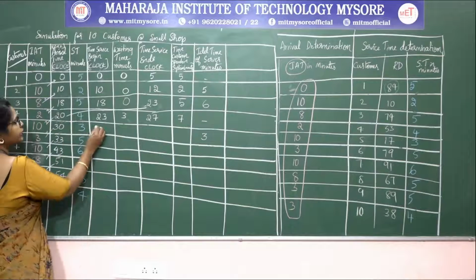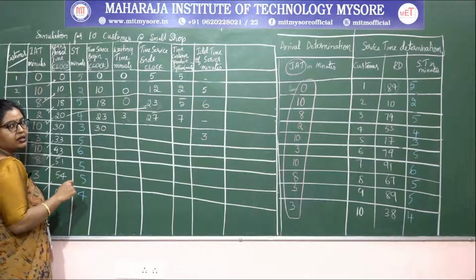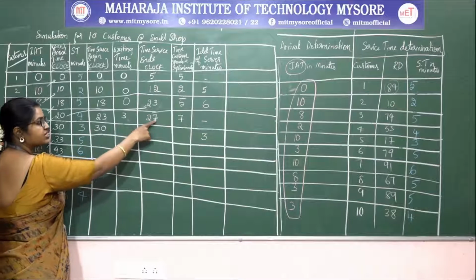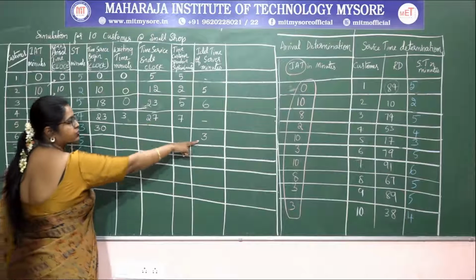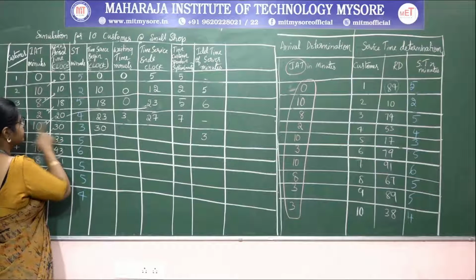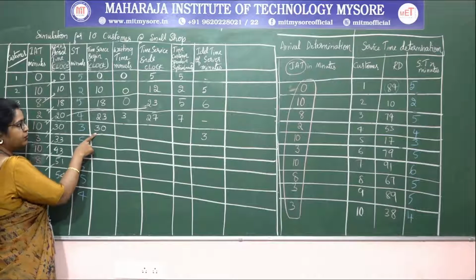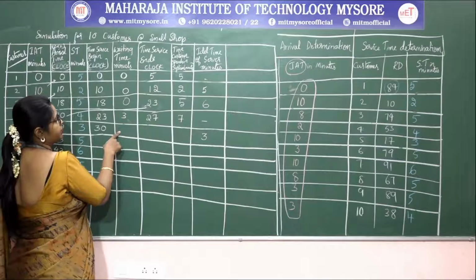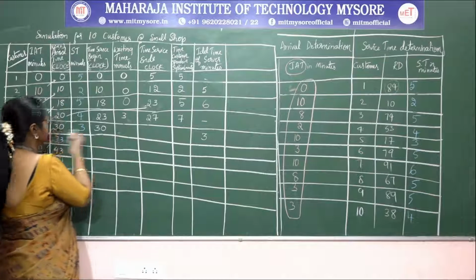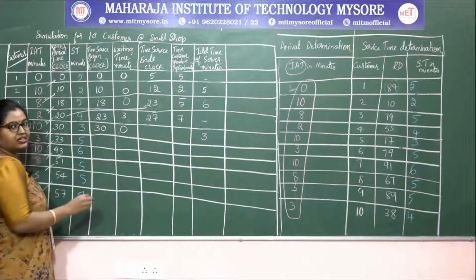And next, at what time does the customer start? Obviously it is the 30th minute. Why? Because this is the 27th minute, the server is idle for 3 minutes. Therefore, the 5th customer arrives at the 30th minute, so service begins at the 30th minute itself. So what will be the waiting time? He came at the 30th minute and it started at the 30th minute. There is no waiting time.